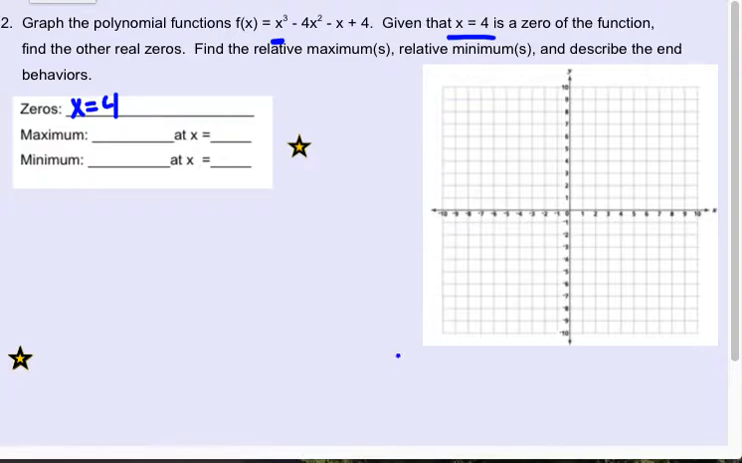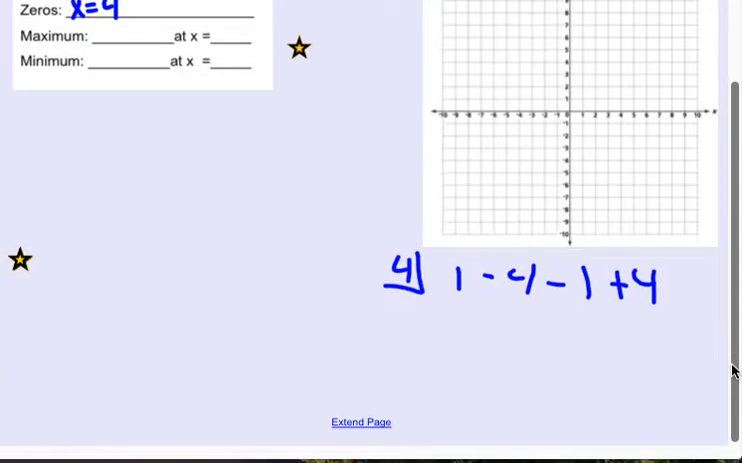So using synthetic division, 4 is my first zero. This looks like it's in degree of decreasing order. X cubed, x squared, x to the first, and then no x, just the 4. So listing those coefficients, 1, -4, -1, and +4. We can use synthetic division to break this down and then find our other zeros. Okay, so bringing down the 1 first. Multiplying by 4, I get 4. Adding the columns up, as always, I get 0.